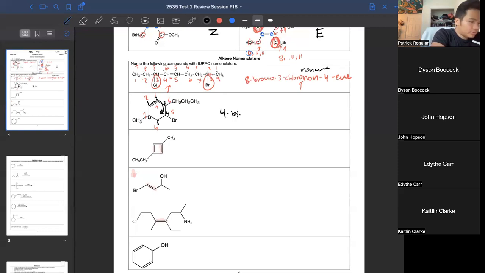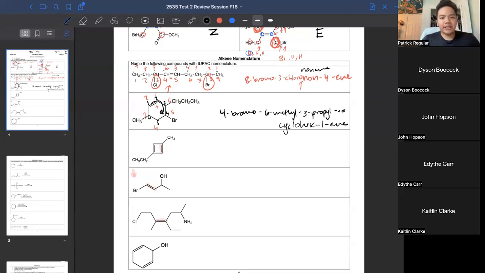4 bromo. We have a propyl group, methyl group. Methyl group would go before propyl. So we will have 6 methyl, 3 propyl. I'm going to put it here. That's supposed to be no space, but propyl, cyclohex, 1, ene. Does that make sense? Anyone have any comments, questions, concerns?